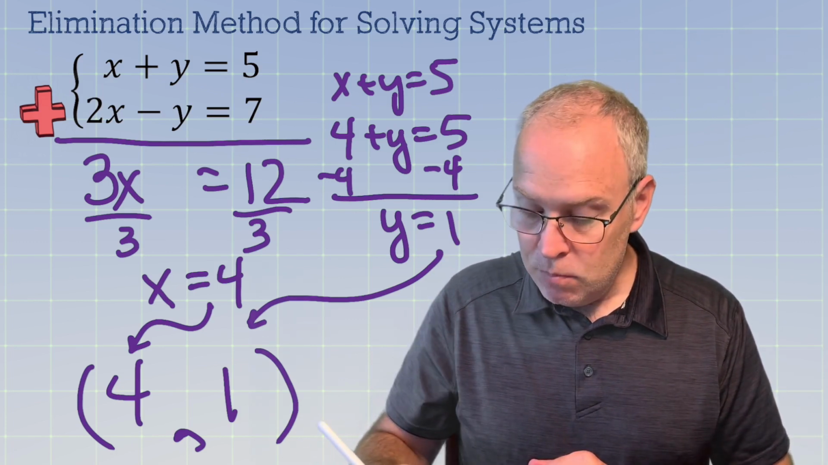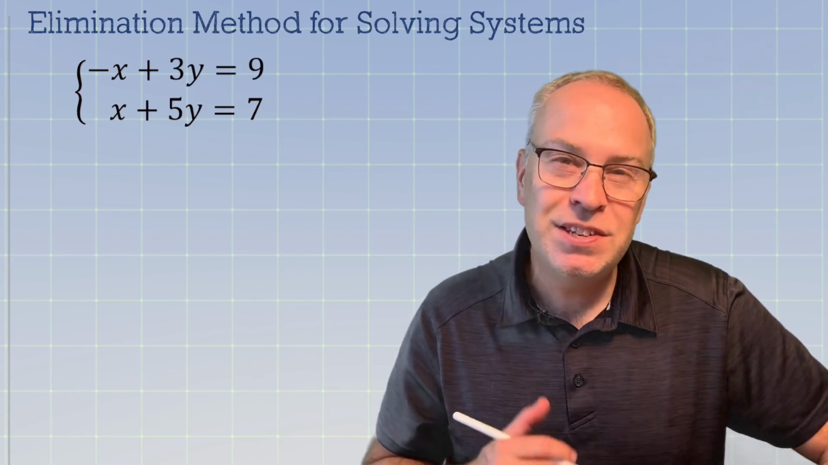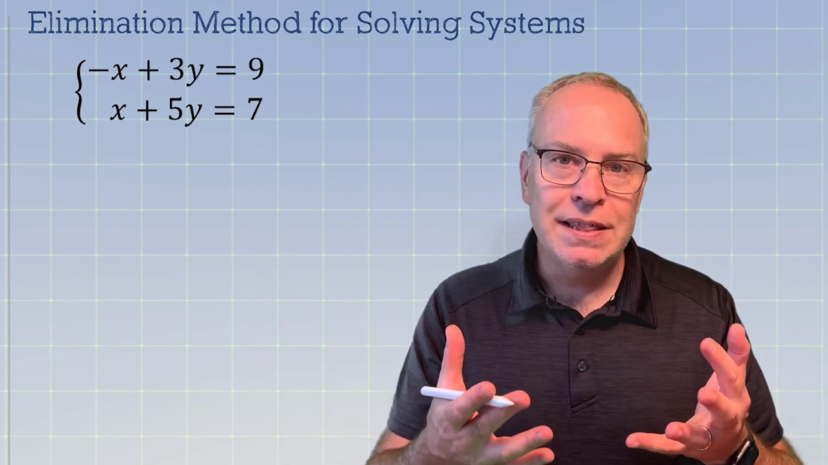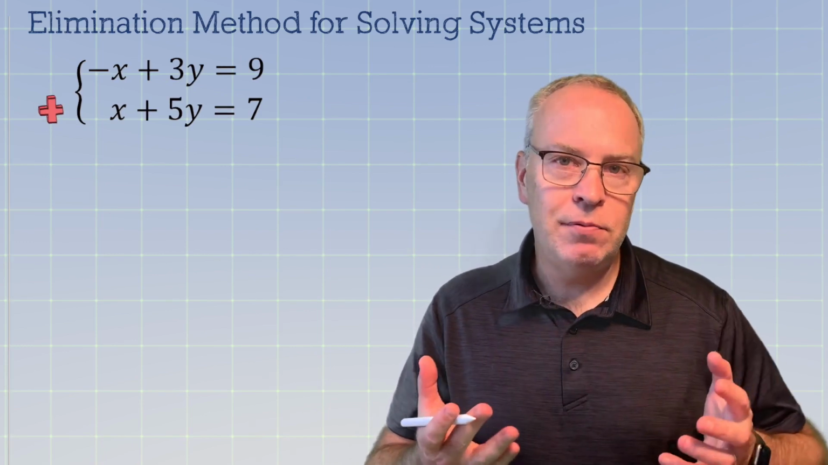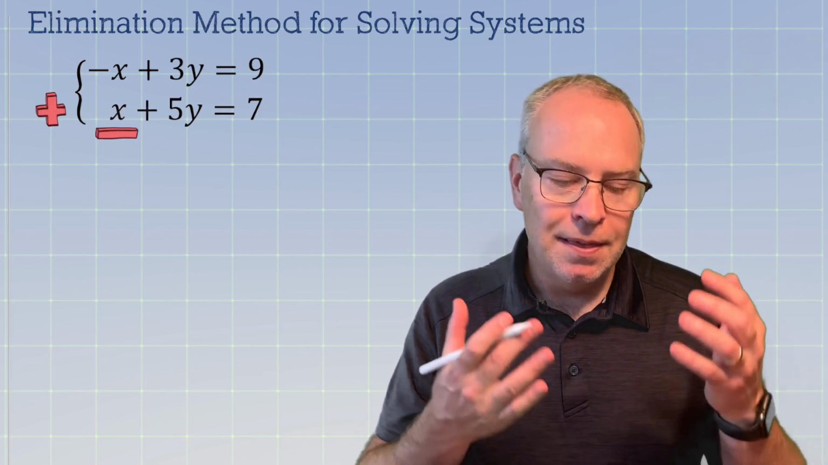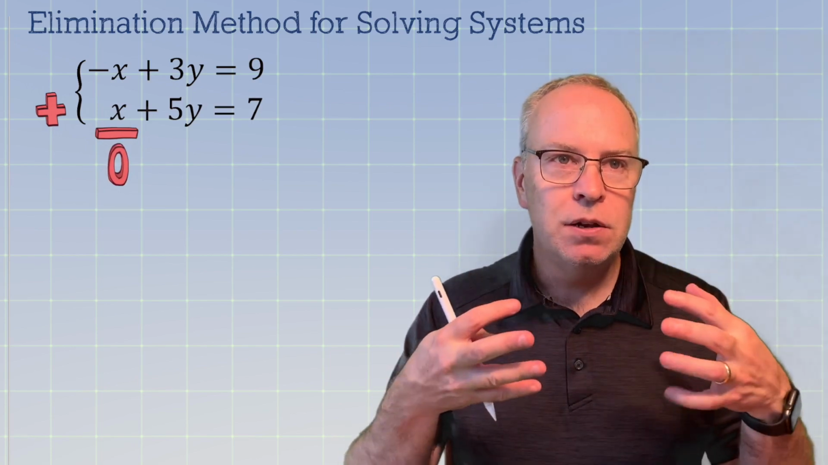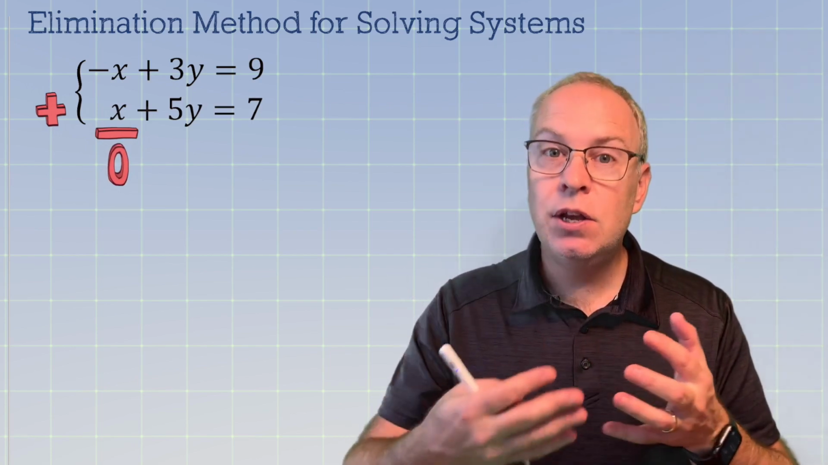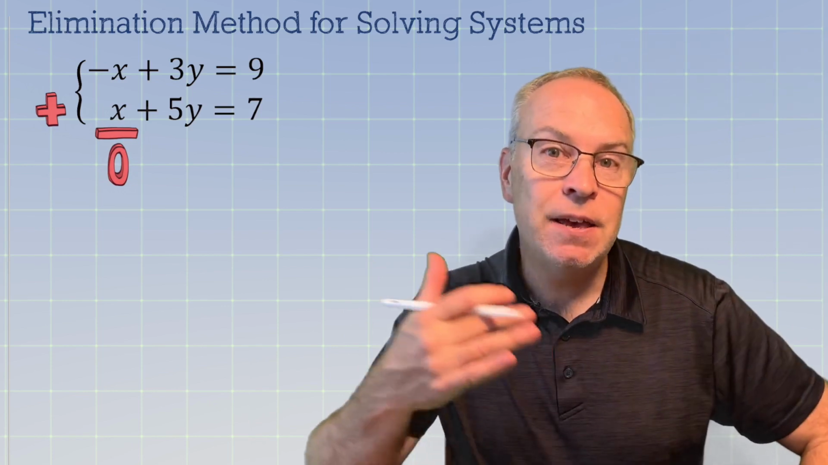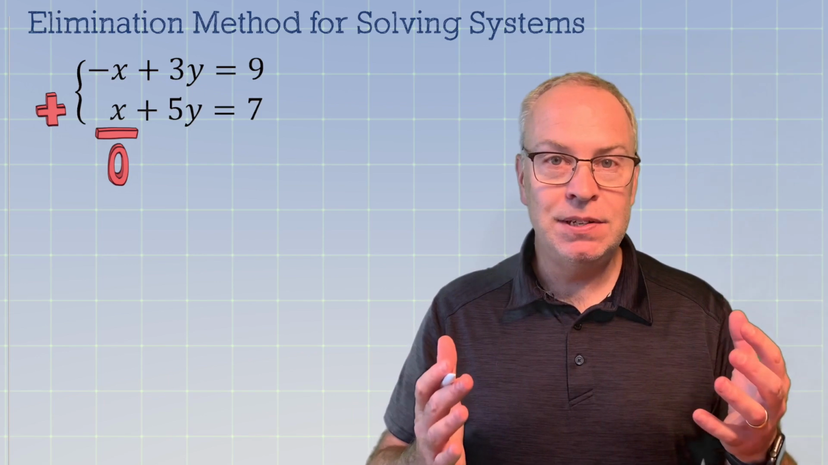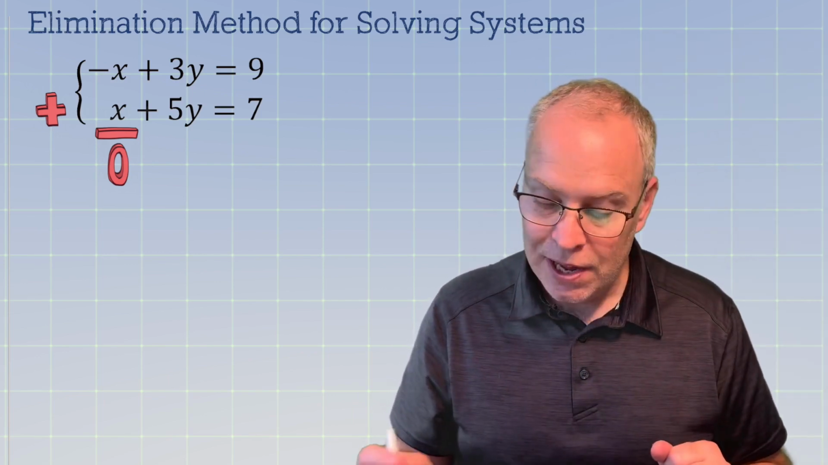So let's move on to the second example. This is about the same level of difficulty. I want you to look at this. What's going to happen if we add them up? The x's are going to add up to 0. See, that's one thing you're going to need to start to look at: predicting or seeing what's going to happen if I add them up. So if I add them up, does anything add up to 0? The answer is yes, so let's do it.